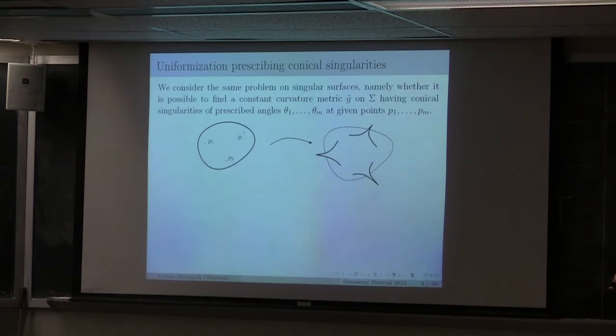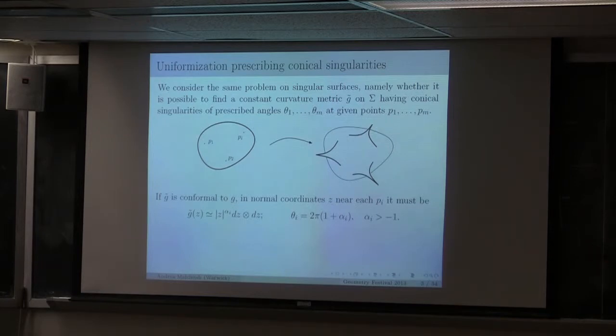Anyway, I consider the problem of fixing the surface and points p1 to pm on sigma, with some positive angles theta 1 to theta m, and the question will be to deform conformally the metric to get constant Gaussian curvature on such an object, prescribing the conical structure at these points. Okay, so that will be my notation.